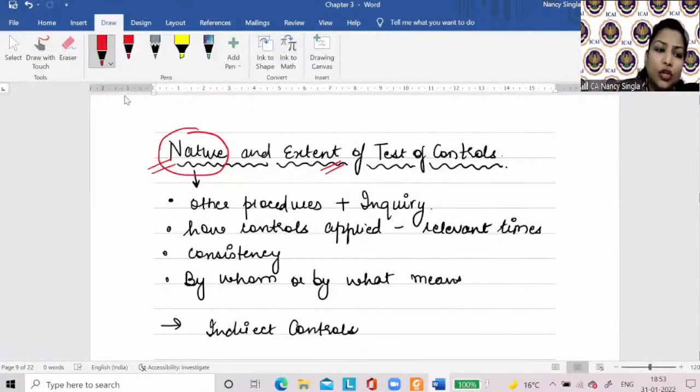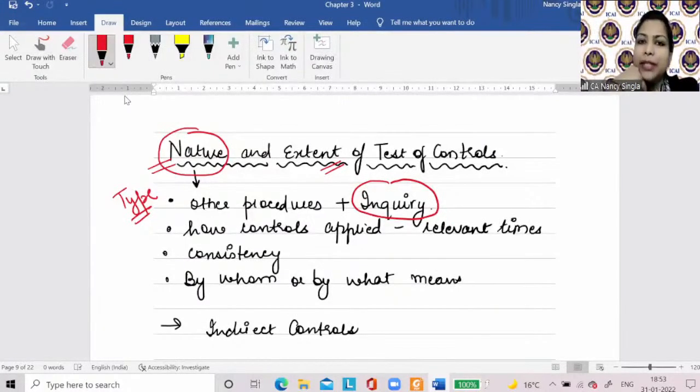चेक करना है. सो व्हाट टाइप ऑफ ऑडिट प्रोसीजर आई एम गोइंग टू परफॉर्म. सो इंक्वायरी तो करना ही पड़ेगा ना, तभी तो इंटरनल कंट्रोल के बारे में पता चलेगा. हु हैज इम्प्लीमेंटेड दैट? मैनेजमेंट. So I'll inquire the management.